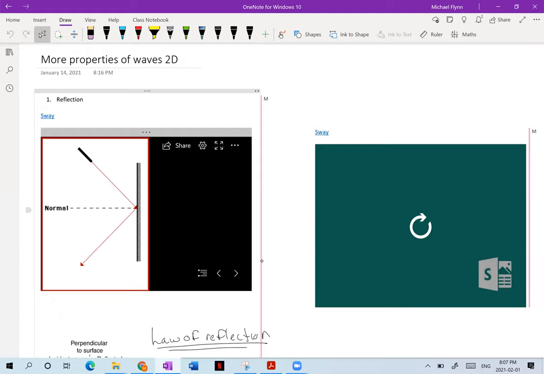So when waves hit a boundary, they will bounce off. This is like a two-dimensional reflection. Pardon me, I know I'm yawning. Past my bedtime. Here it's 8 p.m., the night before.